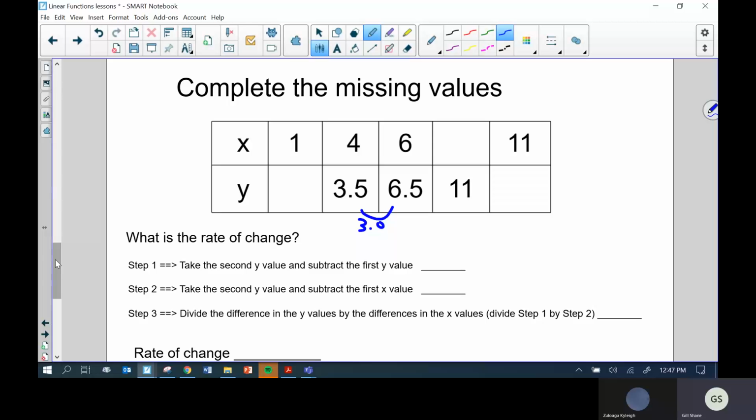Take the second y value and subtract the first y value. Again, you have to pick the two columns where you have an x and a y. So we have an x and y in both of those. Take the second y value, subtract the first, and I'm going to walk around on this one. Then in the second step, it's the second x value, subtract the first x value. And then the third step, you divide the y number by the x number. I'll walk around and see how you do. I'll give you a couple minutes on it.